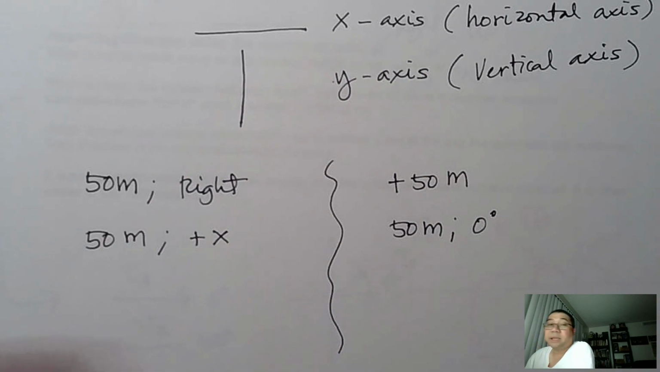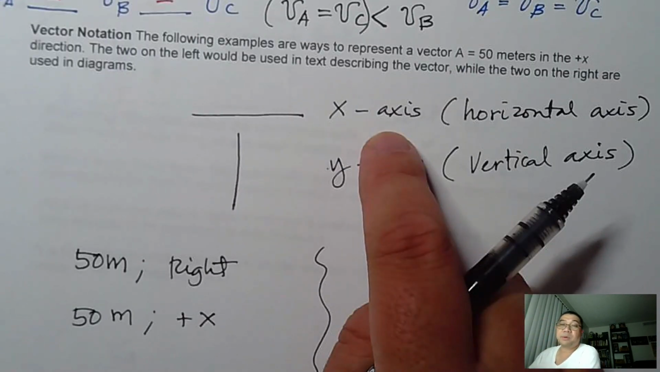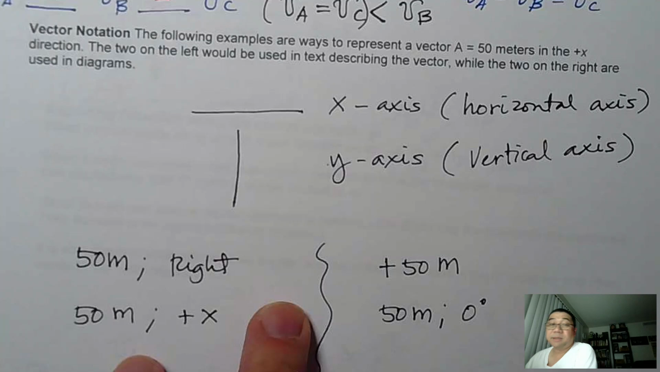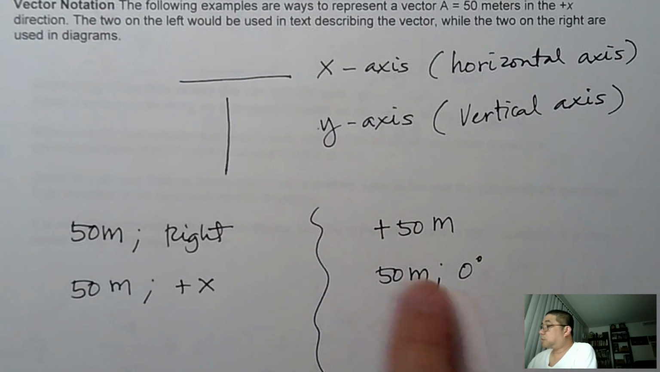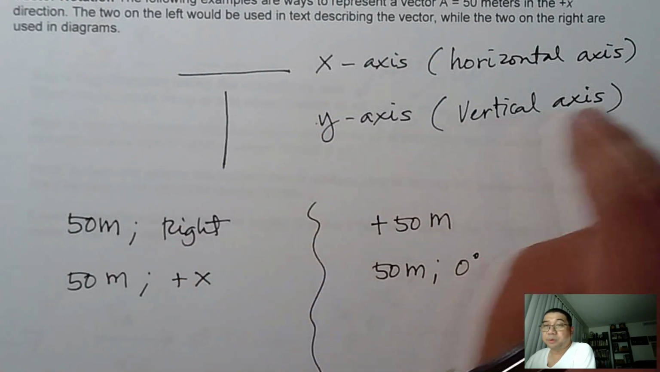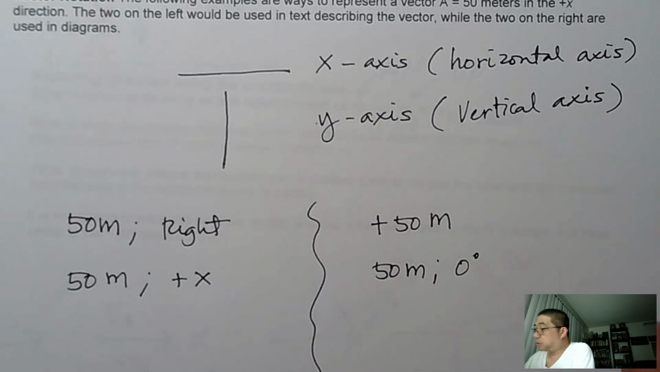Assuming that it is specific that we are talking about a certain axis, so if it's mentioned along the x-axis or horizontal axis, and then they give you this kind of information, that's your text. Now in solving problems, sometimes you will see 50 meters positive if it's along the x-axis or horizontal axis, so it means it's going to the right. 50 meters 0 degrees, it's also going to the right. So let's pause and move on to page 8. So now we are on page 8.